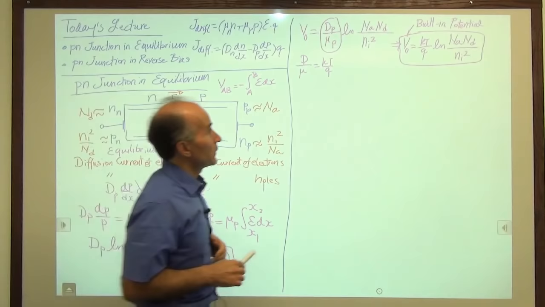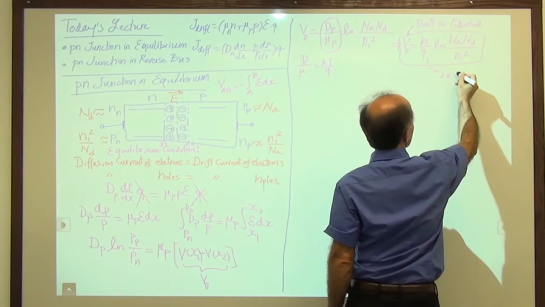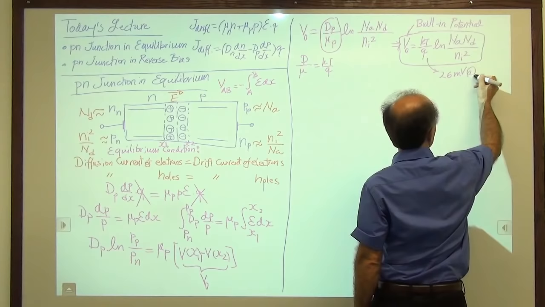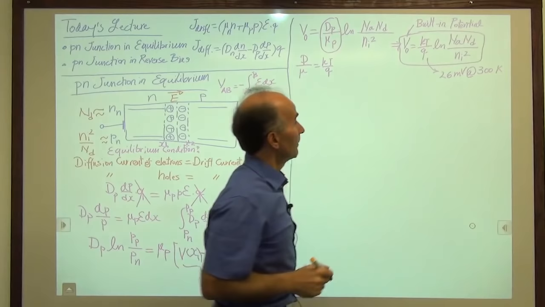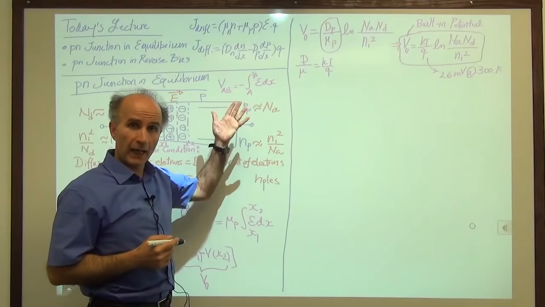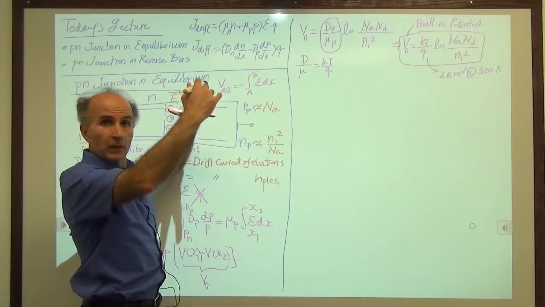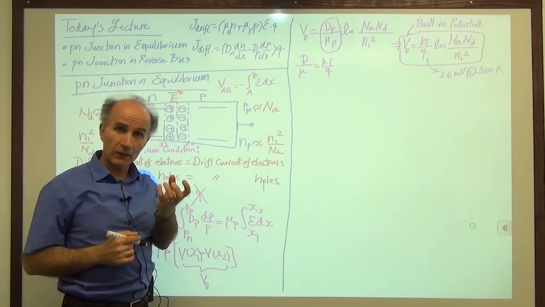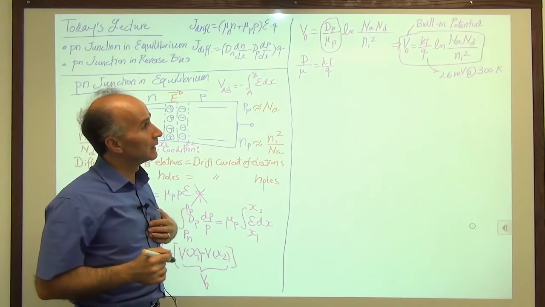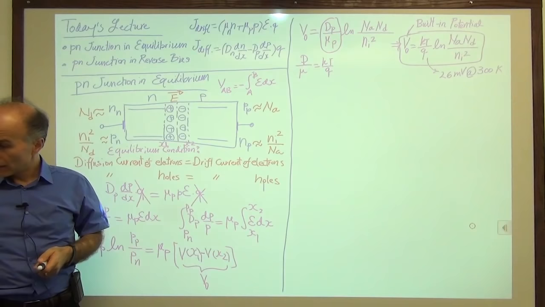Okay, so kT over Q, if you remember, is about 26 millivolts. This is what we call the thermal voltage, 26 millivolts at room temperature. So that's something to remember. And then the other values depend on the structure that we have. Na and Nd are the doping levels that we have chosen for these two sides. So if we have higher doping levels, V0 is higher, and vice versa. Ni squared is a given value, 10 to the 10, at room temperature. So that's not under our control. All right, so the built-in potential is what's developed inside the junction.